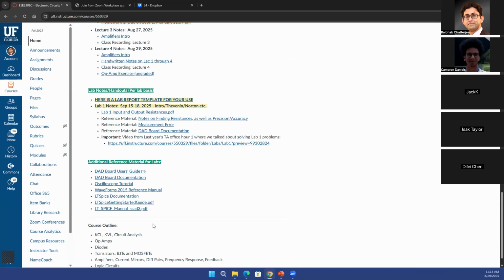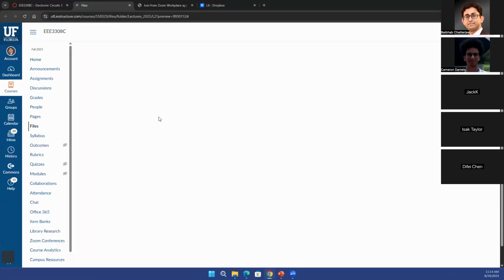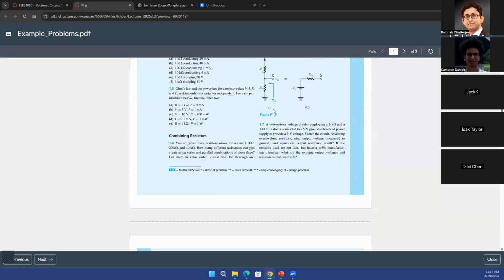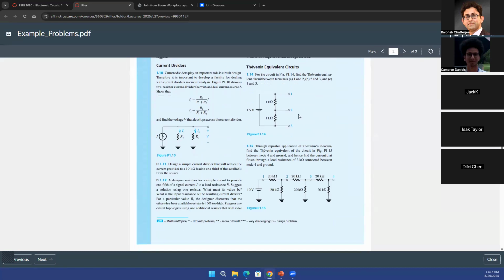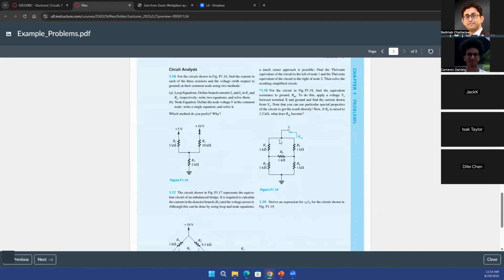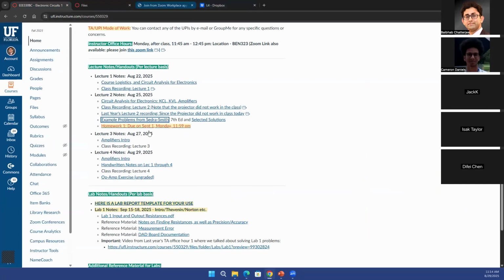That's why I have also posted some of these example problems from Sedra Smith and their solutions. The solutions are probably just one-liners, two-liners, and so on. But there are problems on voltage dividers, current dividers, Thevenin equivalent, circuit analysis, and so on. So if you want to get better at this, please make sure that you go through some of these practice problems. They are not graded. You don't need to submit anything, just for your own practice. All right. So I'll change the deadline. It will become September 3, Wednesday, same time. Please submit it before the deadline.